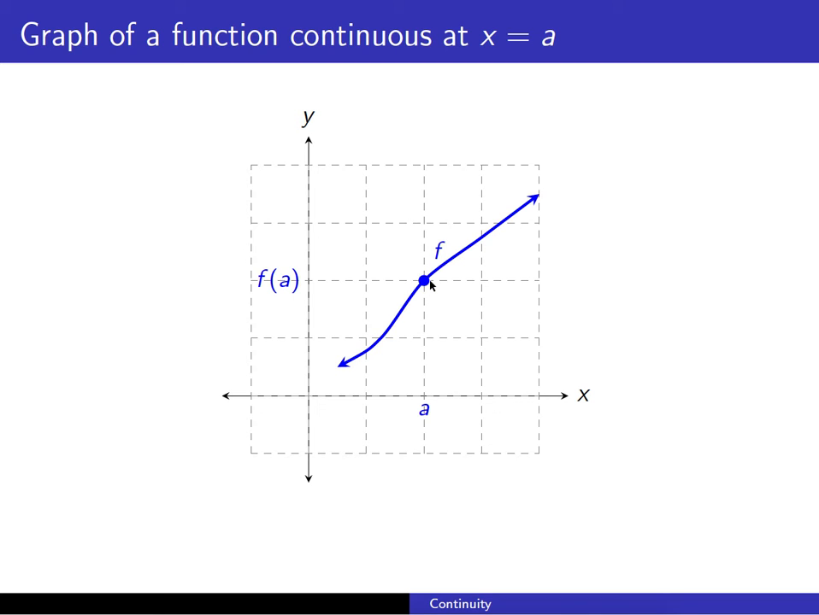Another way to think about continuous at a point is you can draw the function through that point without having to lift your pen or pencil up off the paper. This is a more informal, intuitive way to think about it, as opposed to the more rigorous mathematical definition.